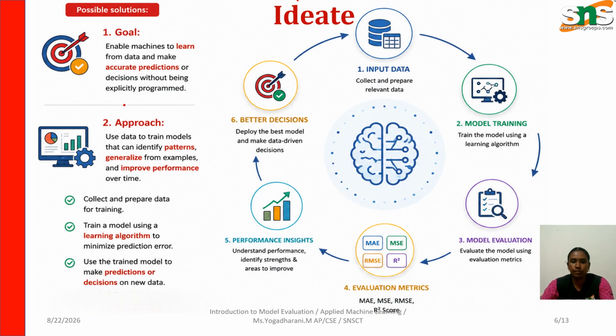Let us think like a machine learning engineer. Suppose I have two models. Model A has a prediction error of 5 and model B has a prediction error of 15. Which model would you choose? Yes, you will choose model A because its error is lower. So evaluation metrics help us make a decision instead of simply guessing which model is better.